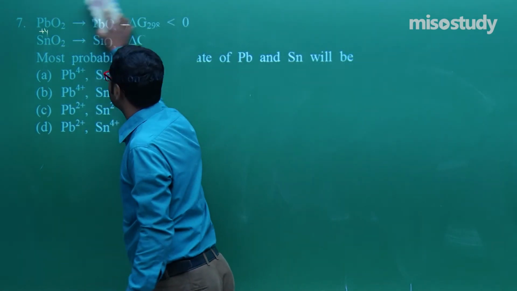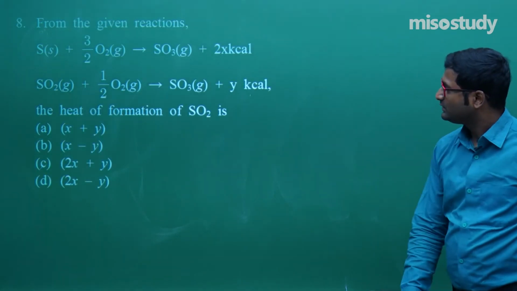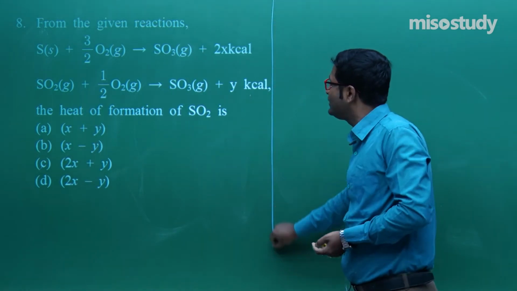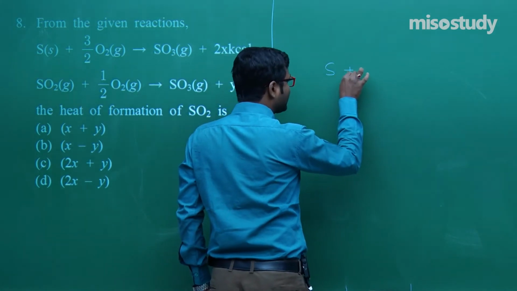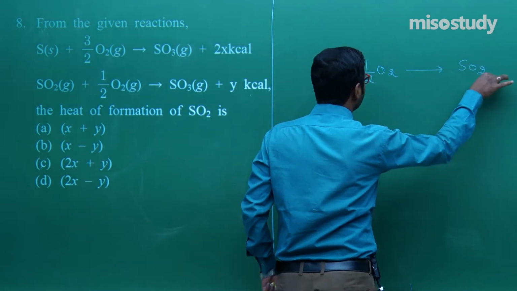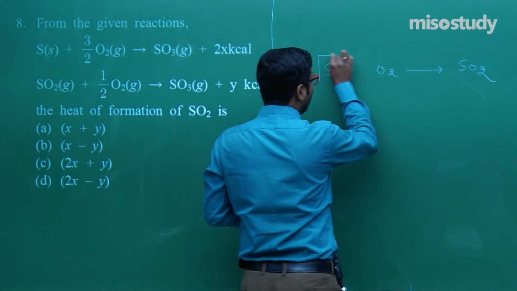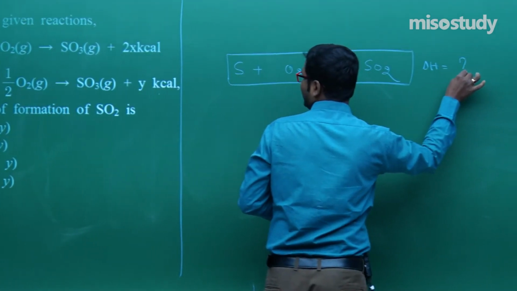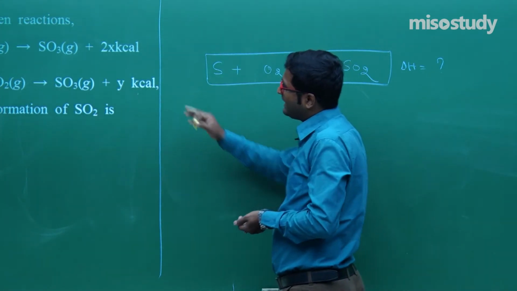Wait for a moment, give me a few seconds. Now this one, on the heat of formation, is a calculative type question. What does the question say? Heat of formation of SO2. As we know, the expression is like this: S plus half O2 gives you SO2. Am I right or wrong? No need to write O2. This is the expression. We have to reach this expression, and in this case we have to find the value of delta H. Clear?